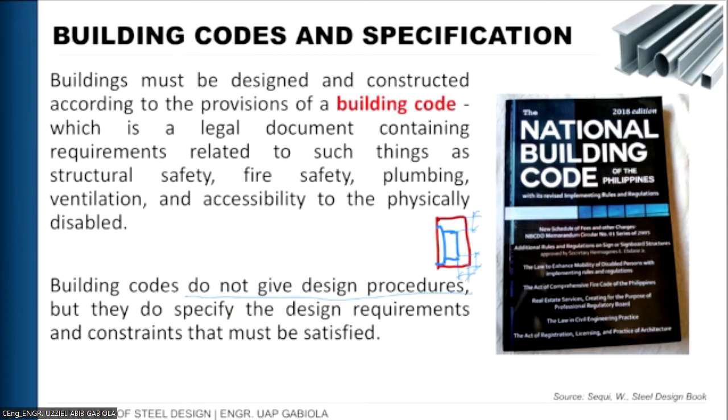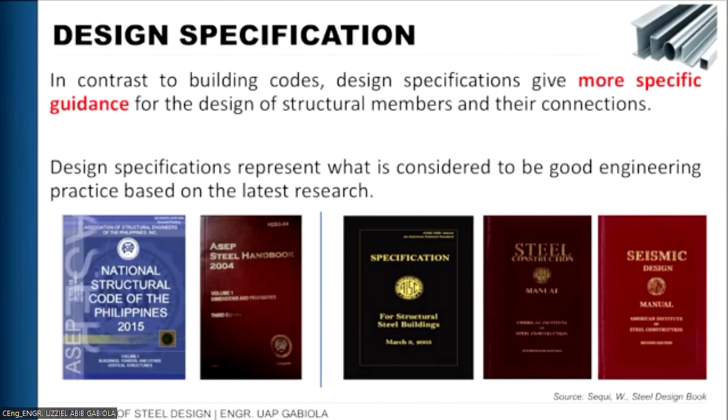And when we compare with design specifications, this type of document or publication is more specific. They give the checkings required that we discussed earlier, after the structural analysis. In the design specification, these set what needs to be satisfied. Let's say in our design requirement, what capacity or required strength we need to satisfy on a certain component that we are trying to design. Design specifications represent what is considered good engineering practice.